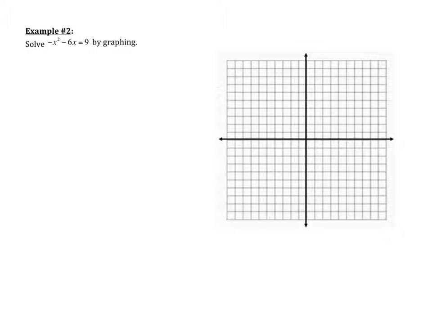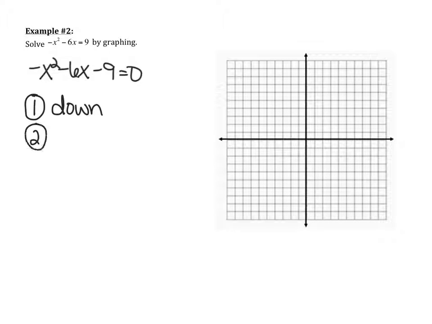So our first step is to get our equation set equal to 0. So I would subtract 9 from both sides, so I'd have negative x squared minus 6x minus 9 equals 0. So now I'm going to graph this equation by doing my 5 steps. Since my a value is negative, I know my parabola is going to be upside down.